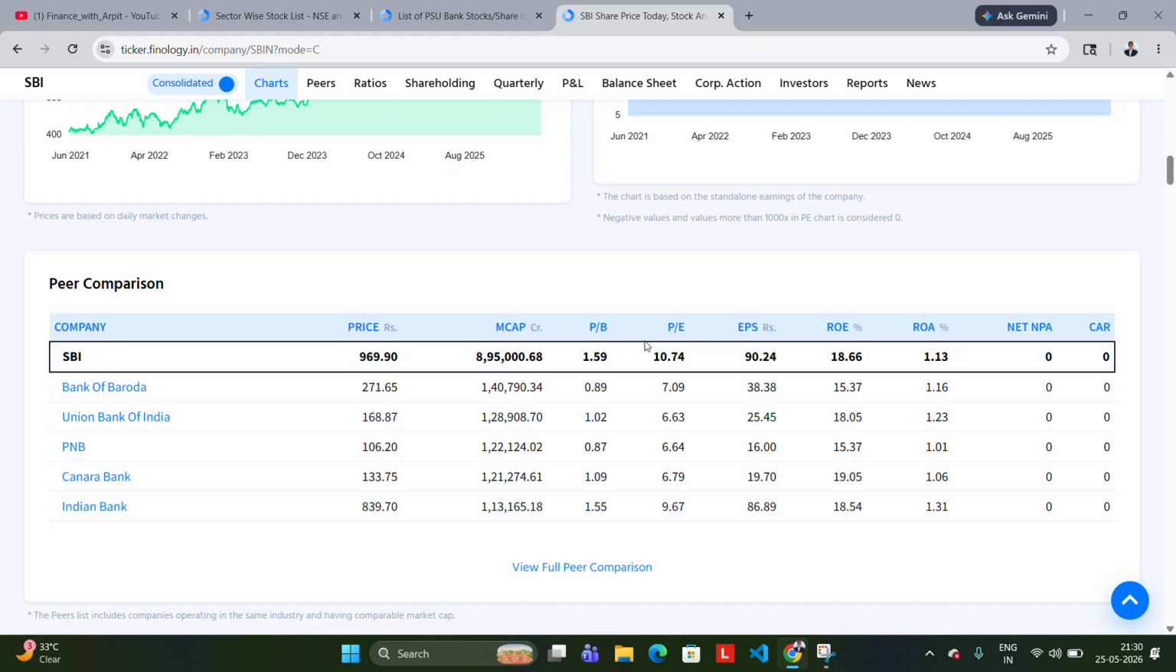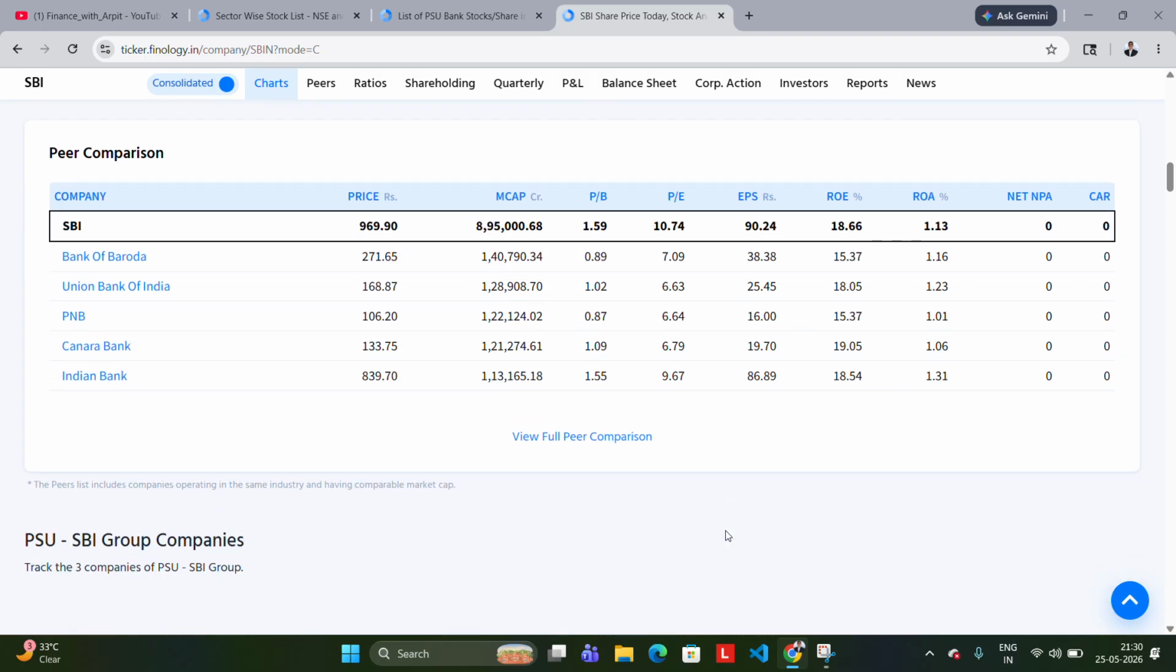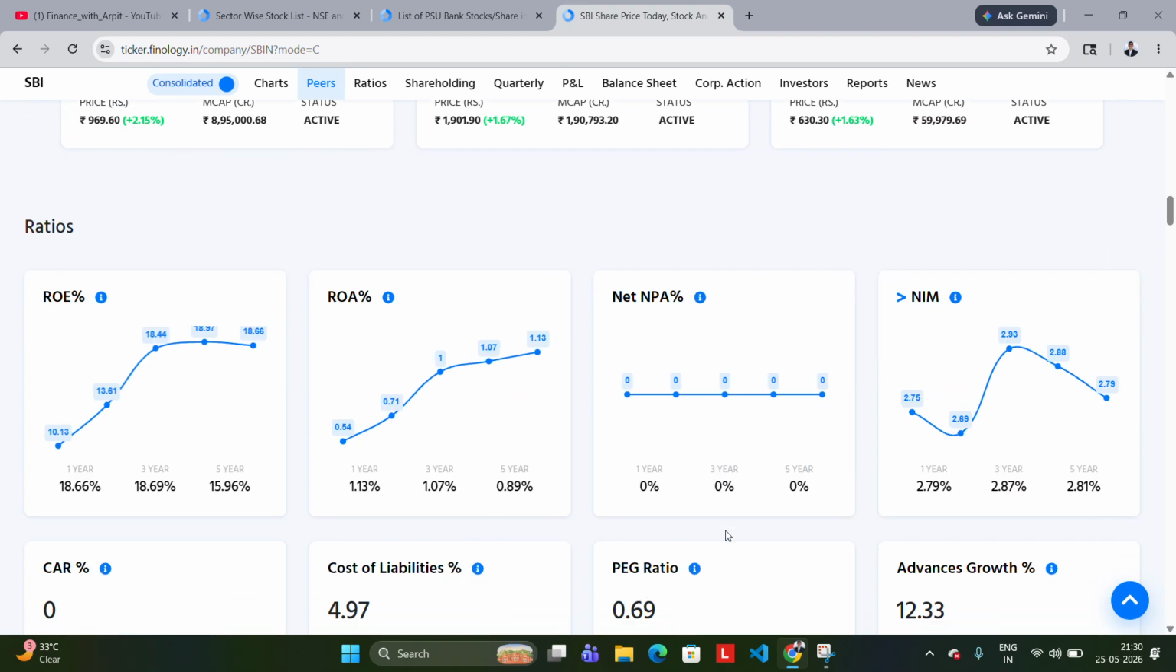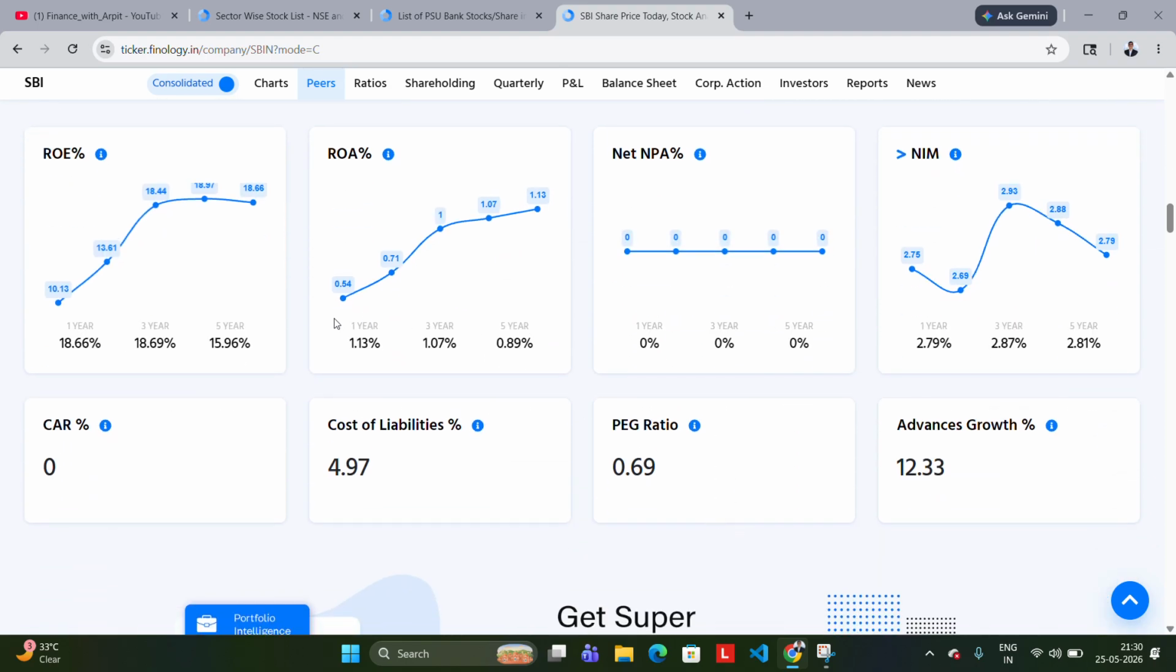But if we see the private banks like HDFC and Axis, HDFC's P/E ratio will be good, I guess. I'm not sure about it. ROA is also increasing year by year, so that's good. And NPA, as I told you in the earlier videos also, means the amount of money that the bank is not able to recover from its lenders. For the people they give loans to, it's almost zero.